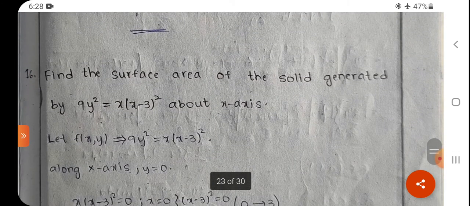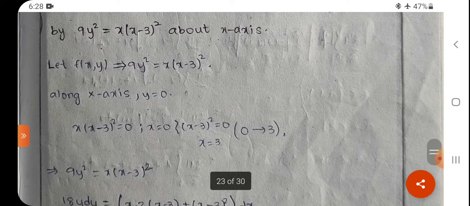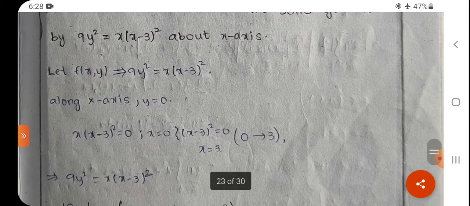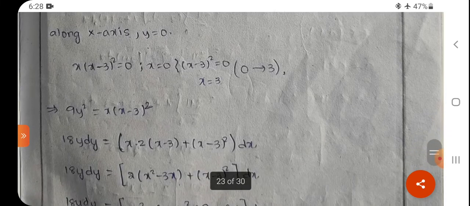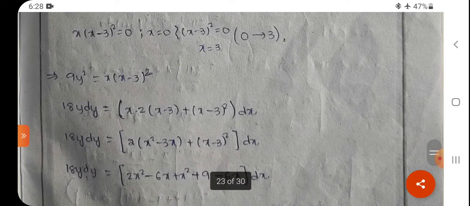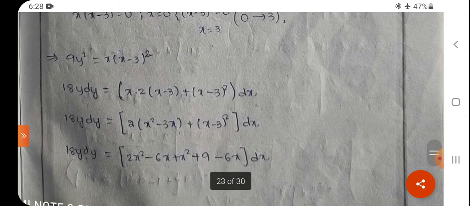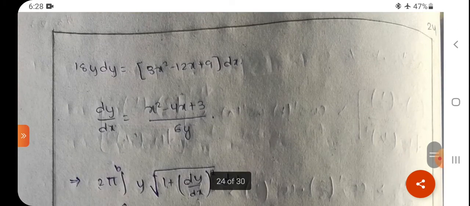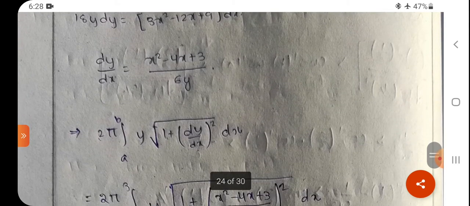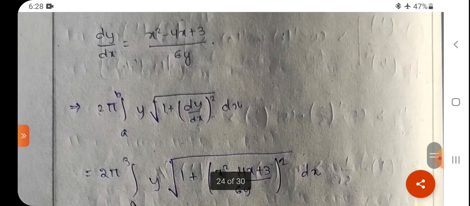Find the surface area of the given expression generated by one expression. Surface area along the x-axis, so x-axis means the y value is taken as 0. From that you get the x limits 0 to 3. After getting that you need to calculate dy by dx from the given expression, and that value you substitute in your surface area.